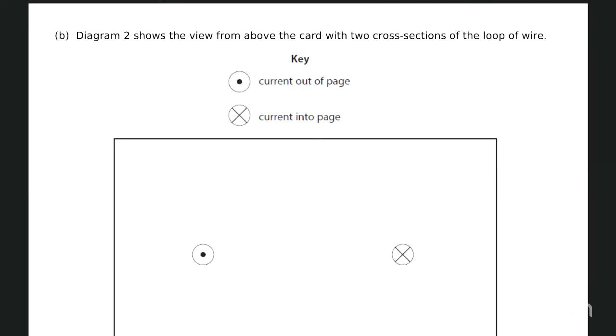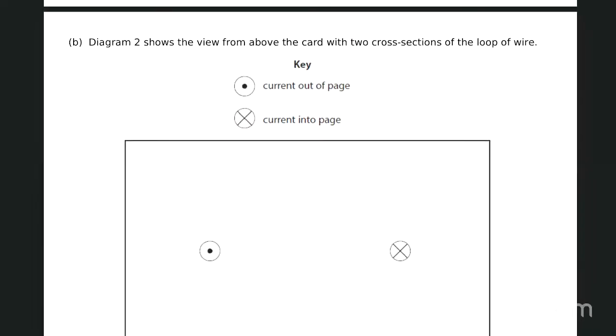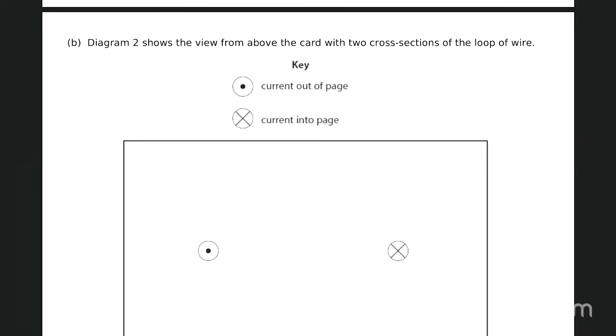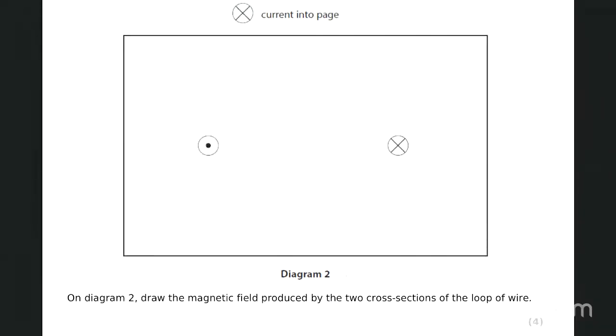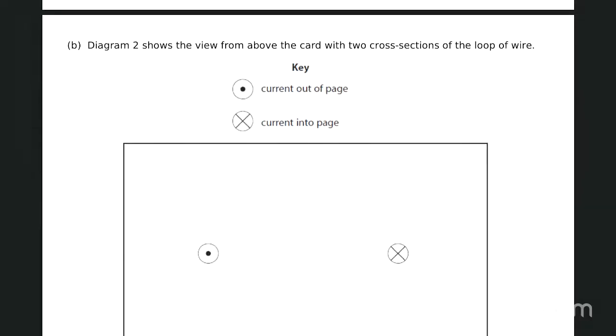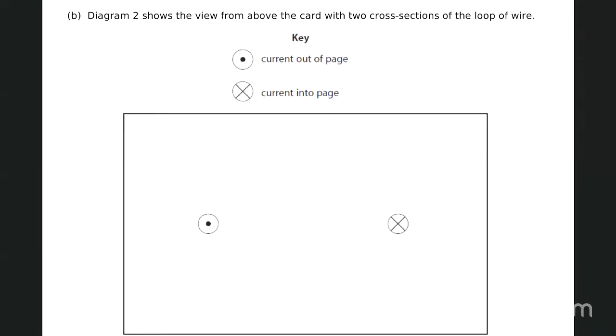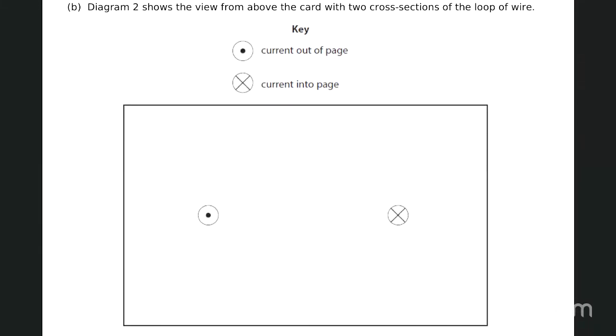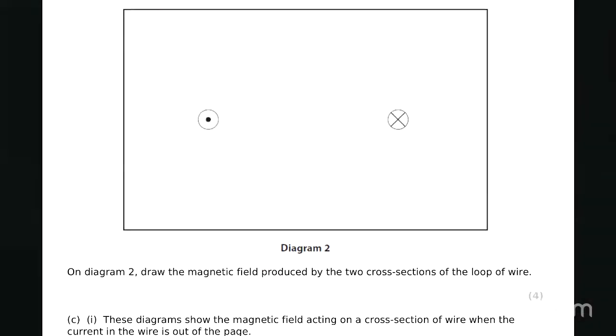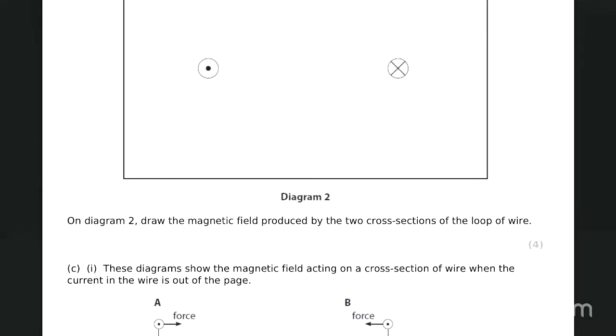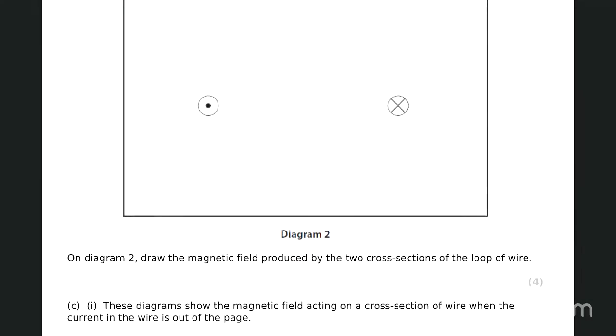Then the part B question. Diagram two shows the view from above the card with two cross sections of the loop of the wire. So this dot represents the current is going out of the page, which means it is coming towards you. And the cross refers to current is going into the page. On diagram 2, draw the magnetic field produced by the two cross sections of the loop of the wire. Right. 4 marks are allocated there.